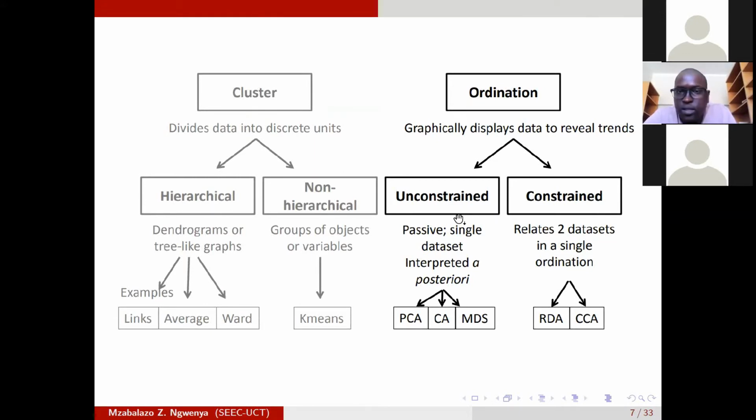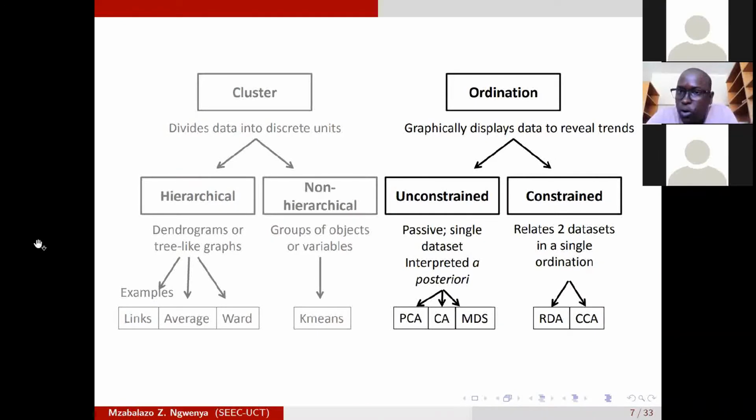So in our unconstrained methods, we've got a single data set. We perform some ordination on that data set, and we try to interpret the patterns we're seeing there a posteriori. So after we've done the analysis, okay? So methods which fall under unconstrained ordination are your principal component analysis, correspondence analysis, and multi-dimensional scaling, MDS.